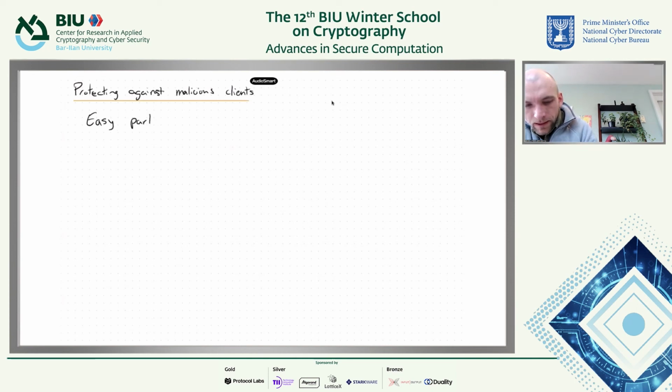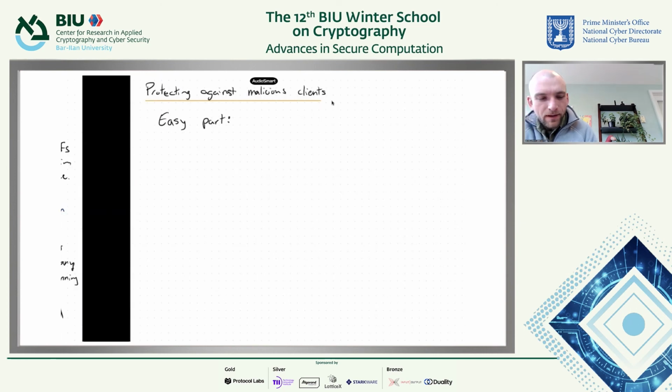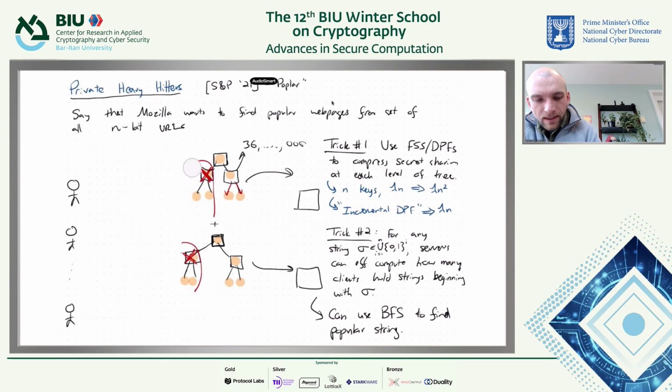The easy part is how you ensure that a client didn't send garbage. The clients are sending secret sharings of values on this tree. How do we know that a client is not going to mess up the entire result? Well, if we remember what this tree looks like, the client's supposed to be sending secret shares of a tree that has a single non-zero path and is 0 everywhere else.